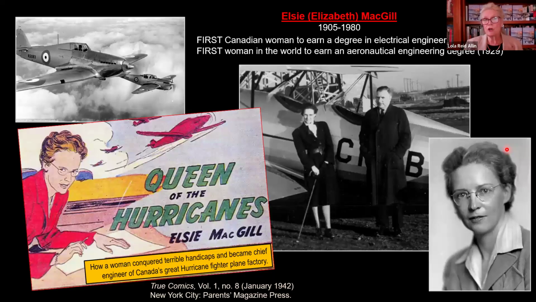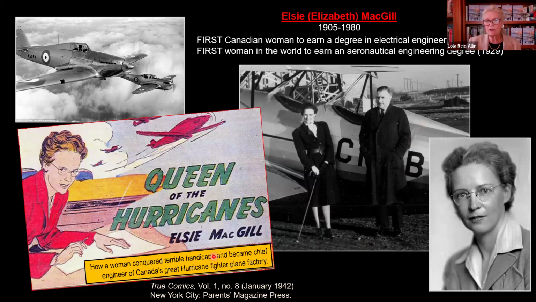There are, of course, some notable firsts. Elsie MacGill was the first Canadian woman to earn a degree in electrical engineering, the first woman in the world to earn an aeronautical engineering degree. And it says here how a woman conquered terrible handicaps and became chief engineer of Canada's great Hurricane fighter plane factory. Here she is, the Hurricane fighter plane factory in Thunder Bay, which was then Fort William.